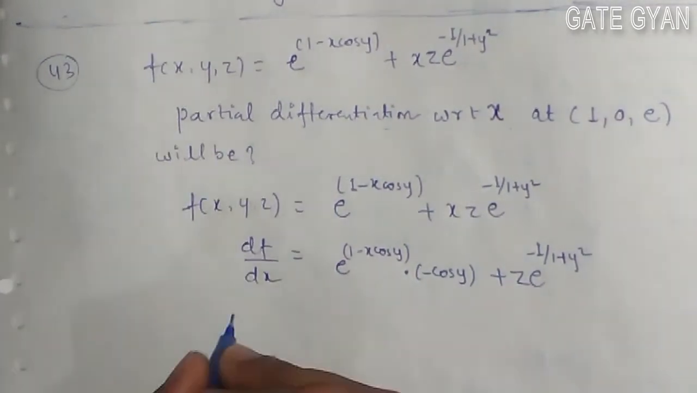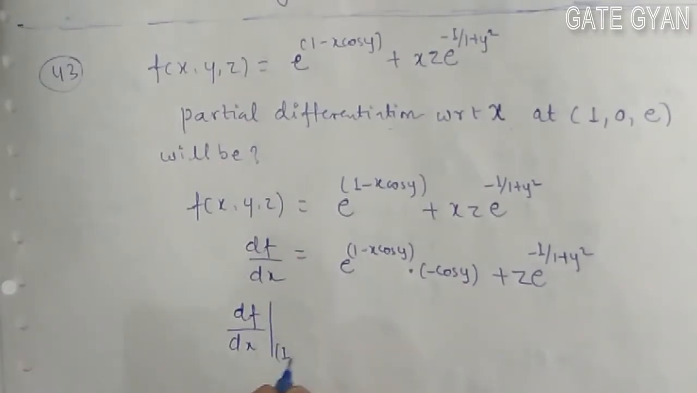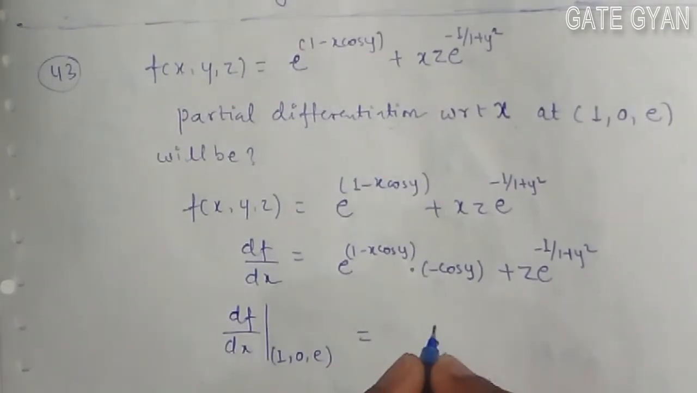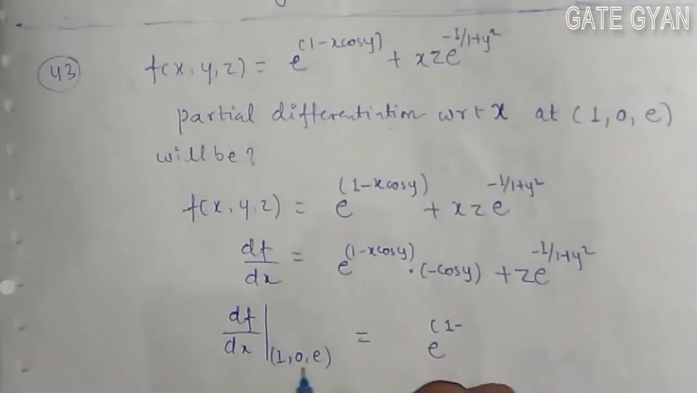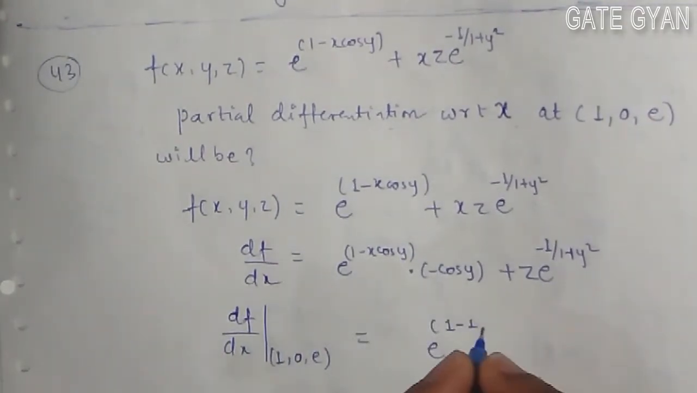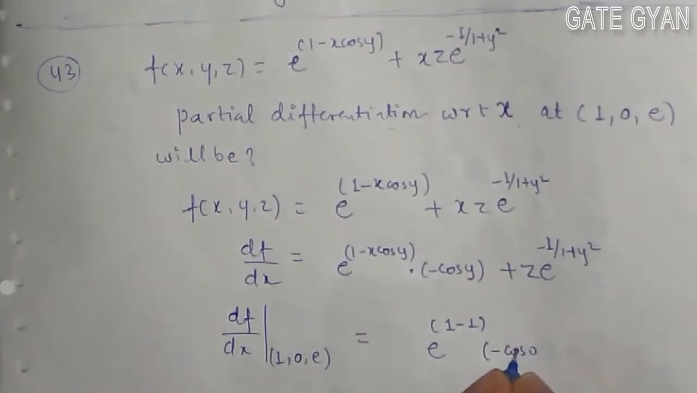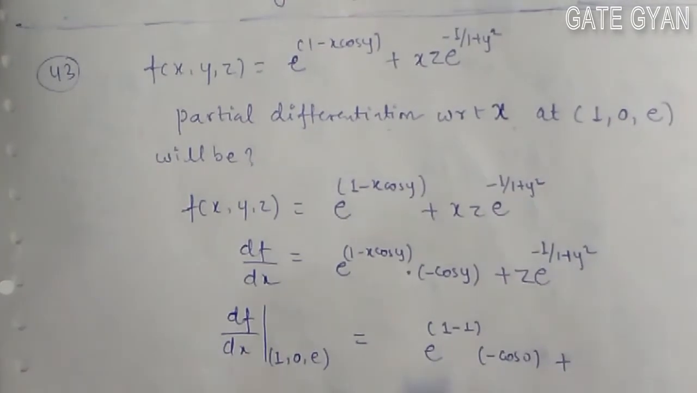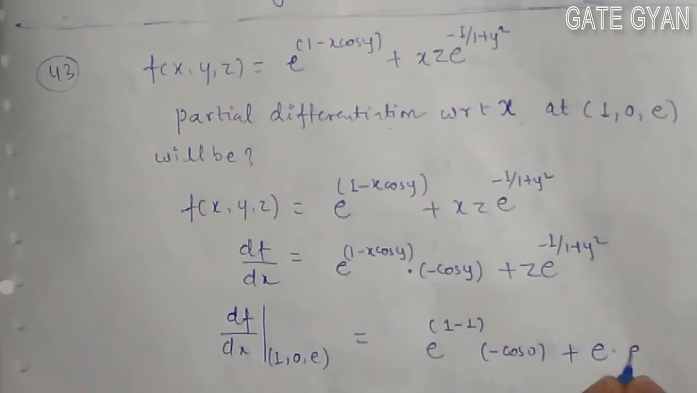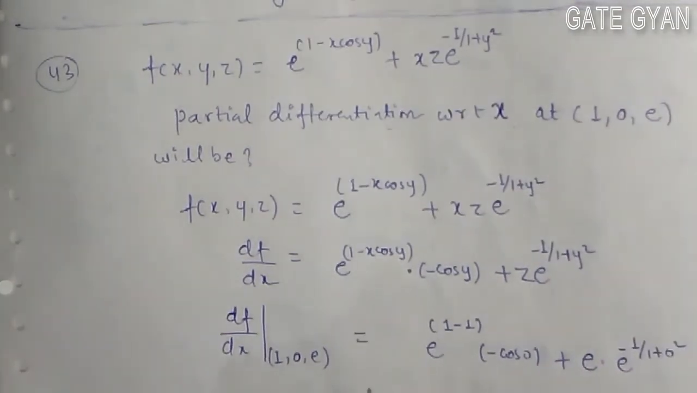Now we will put the values which we have been given at 1, 0, e. This is going to be e to the power 1 minus x, where the x value is 1, so this is going to be 1, and cos 0 is going to be 1, and this cos of 0 plus z is e into e to the power minus 1 upon 1 plus 0 square.